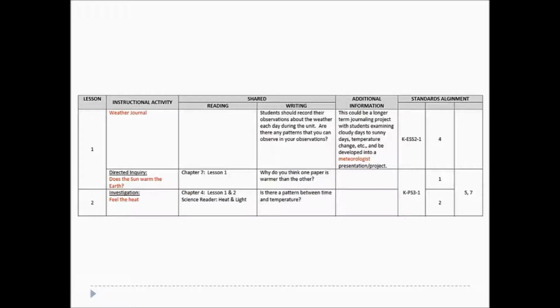In the next activity, Feel the Heat, Lesson 2, students conduct an investigation on how sunlight heats materials differently. You may want to consider teaching your students how to use and read a thermometer. Depending on the availability of sunlight, you may need to use a lamp to represent the sun.